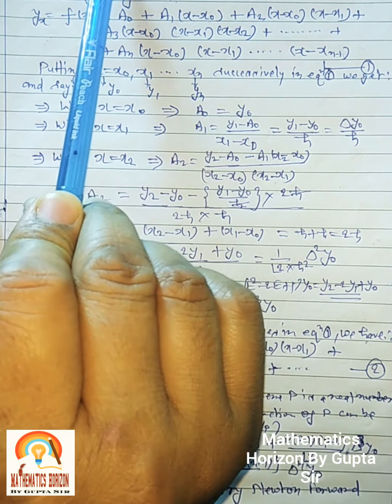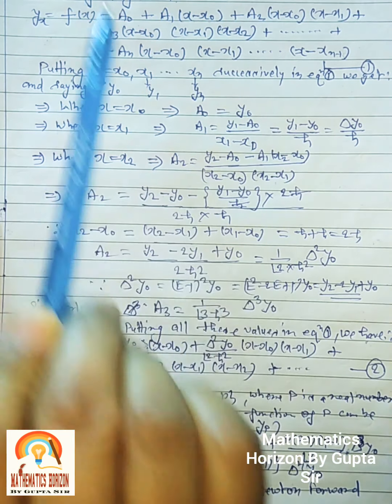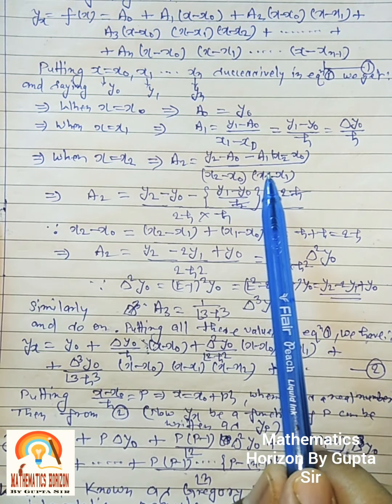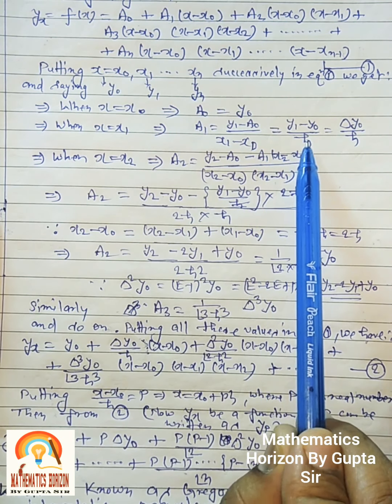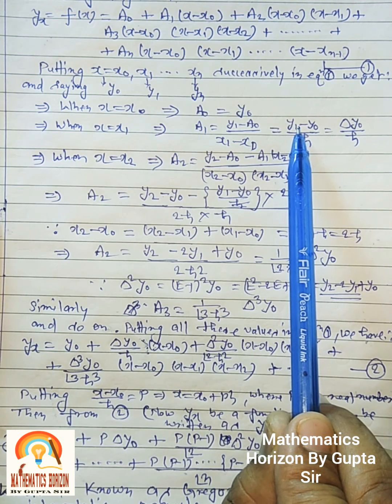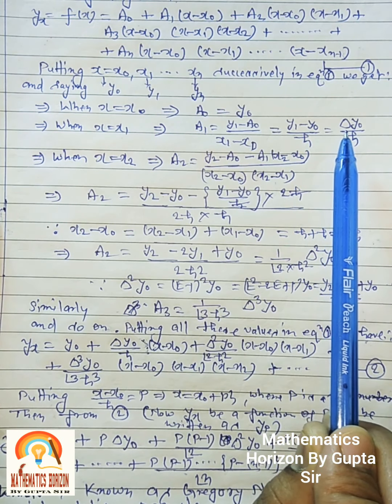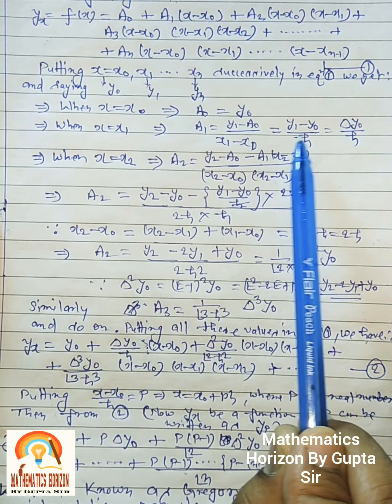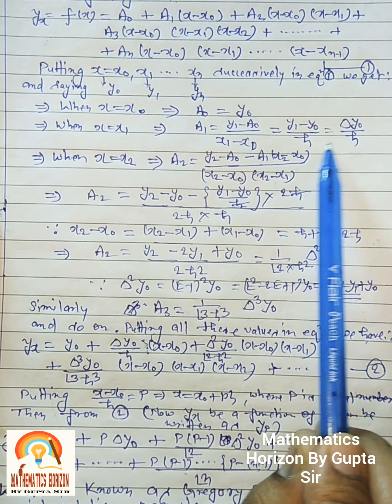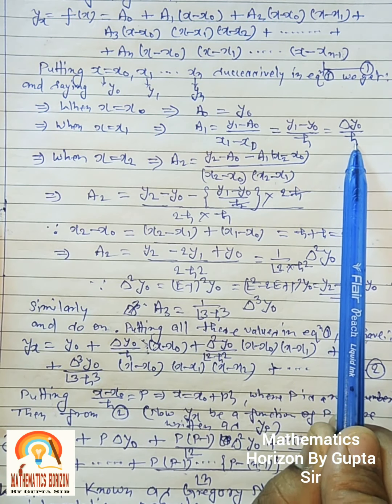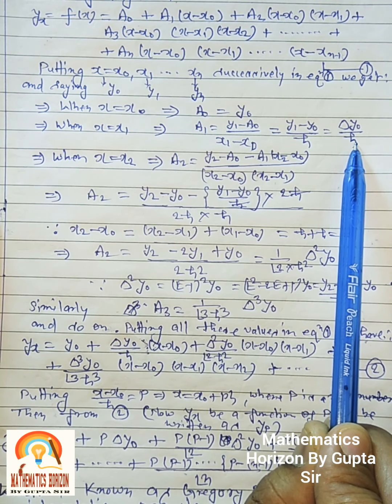Also x2 minus x1 is h, and x3 minus x2 is h. We can replace these terms by h. So a1 is (y1 minus y0) upon h, and this is the definition of the forward difference operator: del y0 upon h.